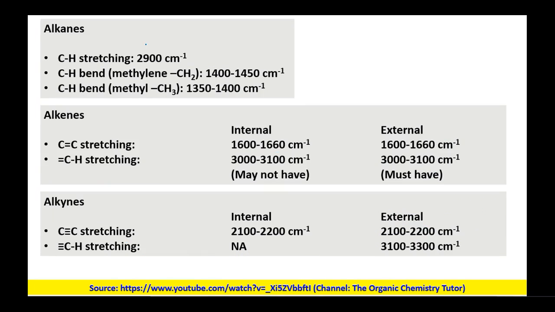Now coming to the alkanes, in the alkanes we have this CH stretching at 2900. At 2900 we get a sharp peak, and we will be getting a peak like this. It is looking just like a mouth. So CH stretching at 2900 will be showing you this kind of peak.